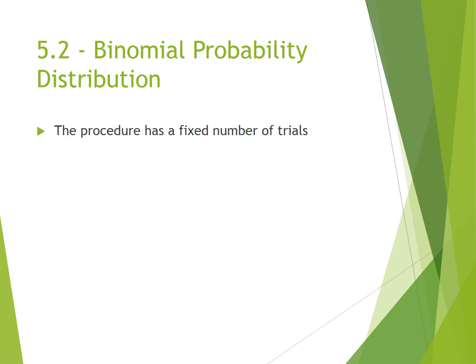The requirements for a binomial probability distribution are, first, the procedure has to have a fixed number of trials. So for example, suppose I'm flipping a coin 20 times. The procedure has a fixed number of trials. I've said ahead of time I'm going to toss a coin 20 times. Next, these trials must be independent. What happens on toss 2 has no effect on what's going to happen on toss 3.